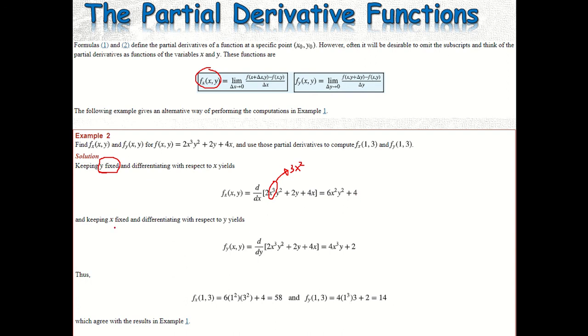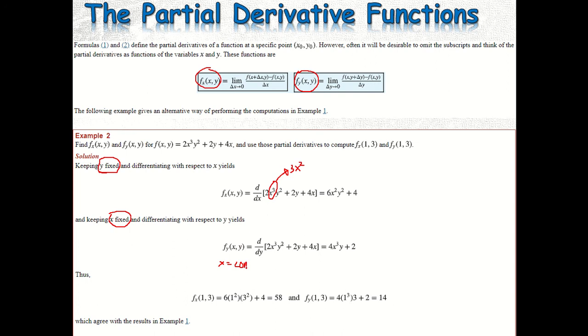Now, keeping x fixed. So this time, for the second part, we keep x as constant, and then we differentiate with respect to y. So we will use the second notation here. Okay, so for this part, we have the partial derivative of the function of x and y with respect to y, which is the derivative of the given function of two variables with respect to y. Take note that here we treat x as constant.